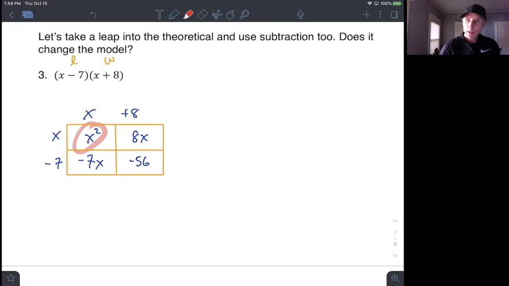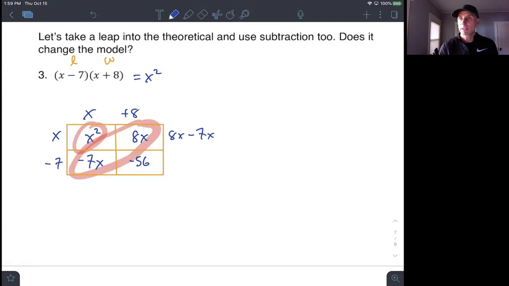Okay, the only x squared. So that means our answer is going to have an x squared in it. These two are alike. Noticing a trend, that's usually what happens. Not always, but it's usually what happens. And if I combine those two things, it's 8x plus a negative 7x. Plus a negative is just the same thing as subtraction. So that gives you 1x. And 1x is the same thing as just adding x. You don't have to write the 1. You can if you want to. And then the negative 56 goes at the end. Okay, so that's our answer.